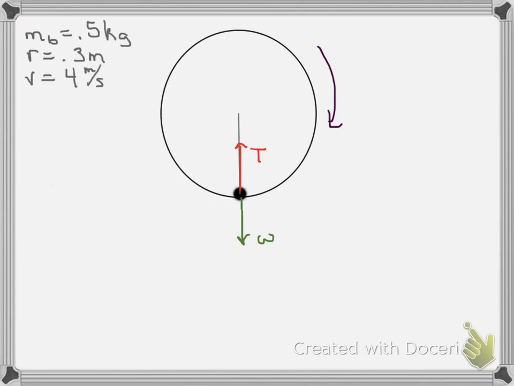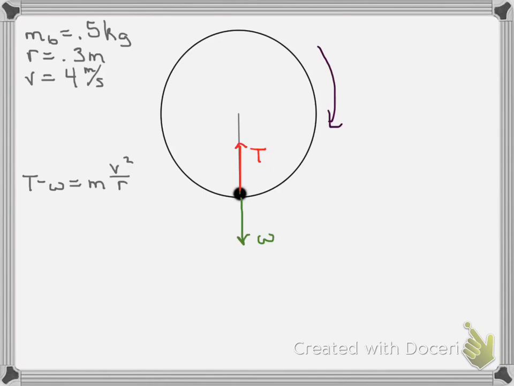If we assume that the mass of our ball is 0.5 kilograms, the radius of the circular path is 0.3 meters, and the velocity is 4 meters per second, then we can apply Newton's second law to centripetal forces for this object. And here we would have the tension force is positive, the weight force is negative, and that equals mass times centripetal acceleration, which is v squared over r. Now, the reason tension is positive is because it points towards the center of the circle. Weight is negative because it points away from the center of the circle.